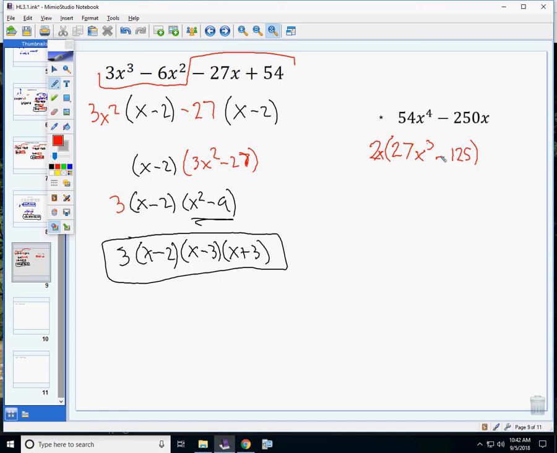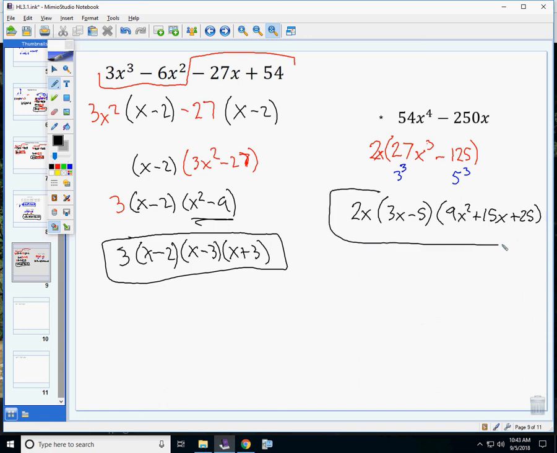Now notice this is in cubed form. 27 is 3 cubed. 125 is 5 cubed. So I could follow my form. I would have 3x minus 5. Then I would have 9x squared plus 15x plus 25. Square the first one, multiply them together, square the last one. This is my factoring.